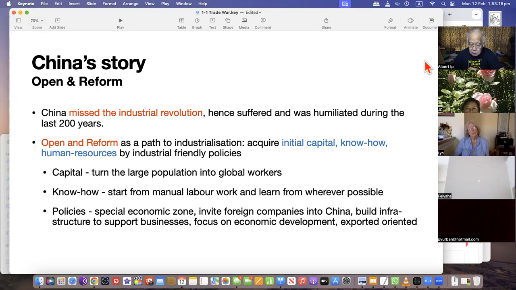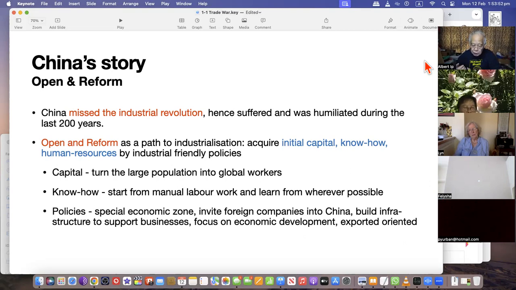Basically, the reform means trying to develop a path to industrialization, because what China missed is the industrial revolution. So in order to get back, the easiest way is to get industrialized. If you want to get industrialized, you will need some initial capital, know-how, and human resources. And of course, most important of all is friendly industrial policies.